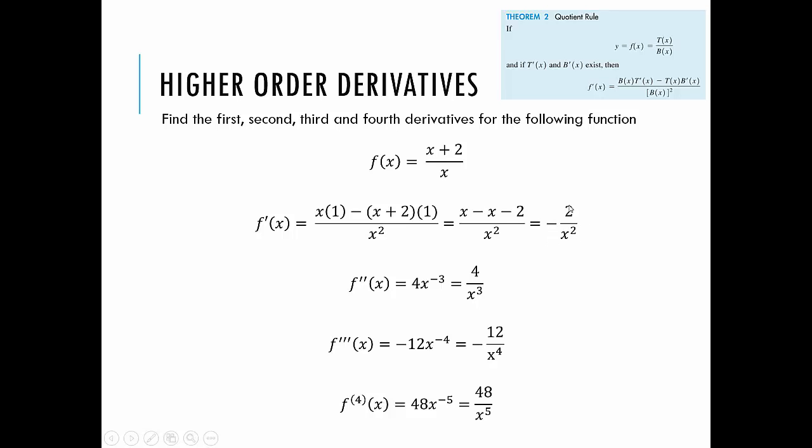Probably the easier way is to have left it as negative 2x to the negative 2, because then I would take negative 2 times negative 2, and that's how I get positive 4, and subtract 1. So leaving it in this format is probably a little bit easier to see. And then negative 3 times 4, negative 12, I get negative 4. Negative 4 times negative 12, negative and negative, I get a positive 48.